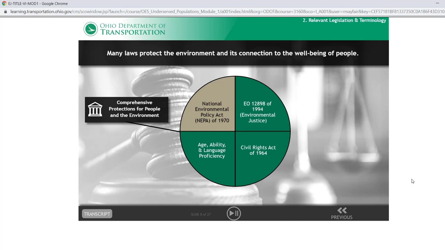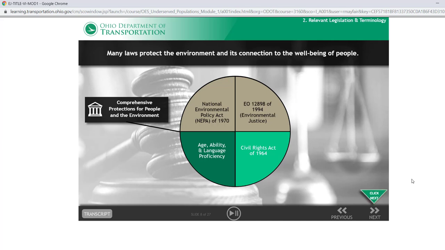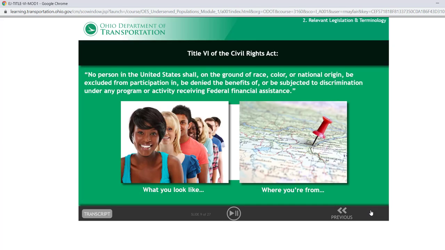While EJ focuses on minority and low-income populations specifically, additional anti-discrimination policies, like the Civil Rights Act of 1964, recognize other populations. Let's explore this keystone law now, and then we'll discuss legislation prohibiting discrimination on the basis of age, ability, or language proficiency. The Civil Rights Act was crafted to prevent discrimination on the basis of race, color, or national origin. Title VI of the Act prohibits federal agencies or any entity utilizing federal funds from denying persons equal participation in programs or activities, including the receiving of benefits.